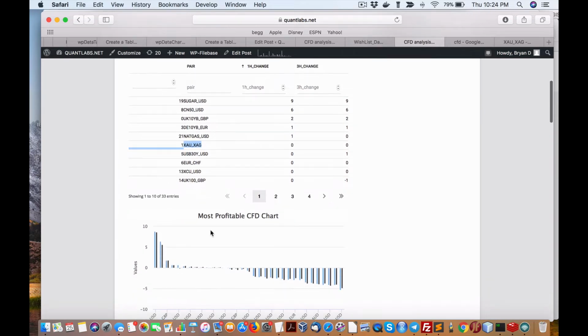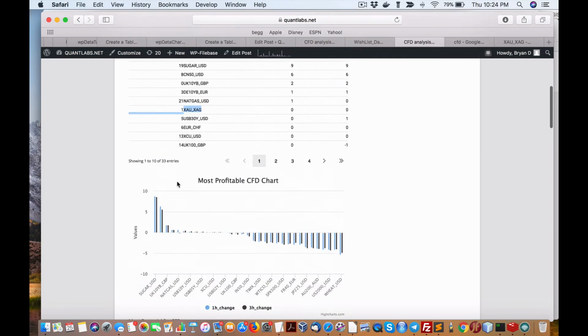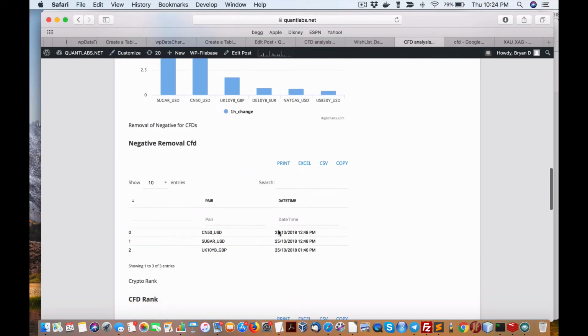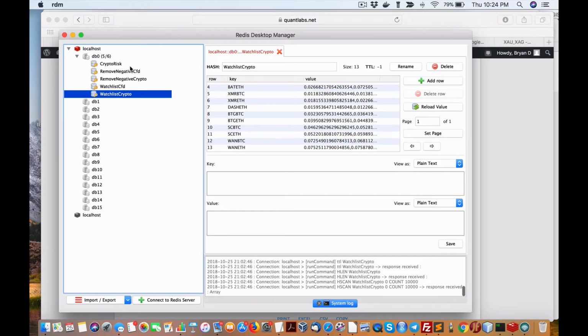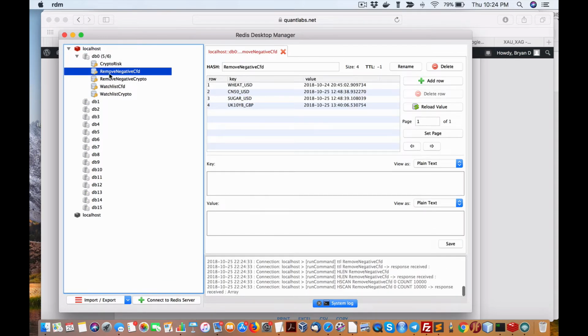Same symbol names. So as I said, you usually want to focus on these top three again. So we're looking at sugar, China 50 as an index, and the US 10-year treasury. Everything else is kind of like wasting your money at this point in time. So if you are not familiar with the negative movers, these are them right here. This basically means that I do have a watch list that I maintain as the system runs, and I have a table here to remove negative CFDs.